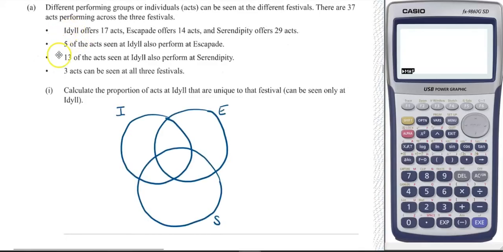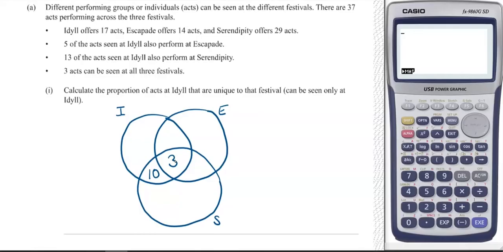Okay, we'll run through the information that's up here. And actually, the most useful bit is the last one. And this happens fairly often on these sorts of questions. It's not the first bit of information that you can use straight away. That 3 acts at all 3 can go straight onto there. Right, 13, I'm going to also work backwards up the list and see what we can use. So 13 of the acts seen at Idyll also perform at Serendipity. So the total of overlap between Idyll and Serendipity will be 13. We've already got a 3 there, so what's left is a 10 here.